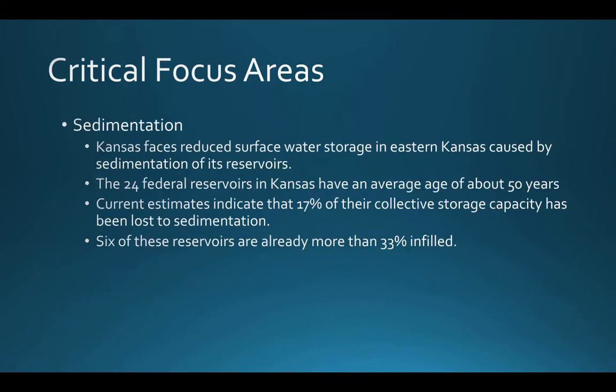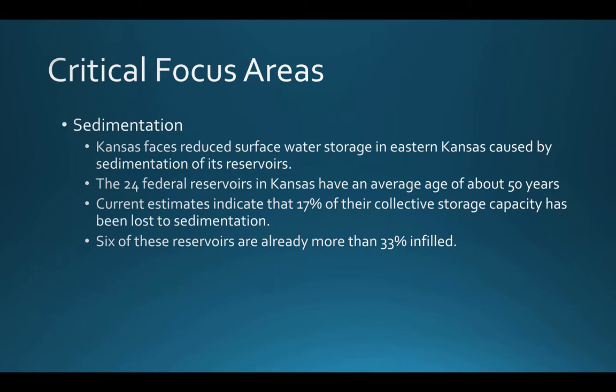So let's look at the Kansas critical focus areas. So first we have sedimentation. And they said that Kansas faced a reduced surface water storage, specifically in eastern Kansas, which is caused by sedimentation of its reservoirs. And not only did they look at this in the regional area, but they looked at this statewide when we look at this as well.